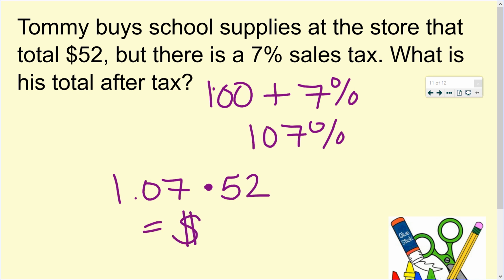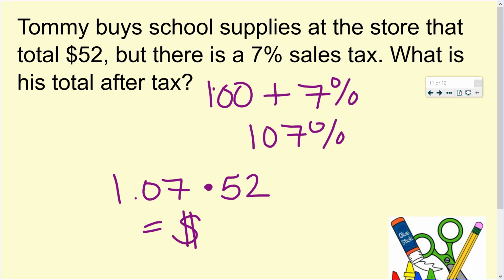Type it in your calculator. Tell me what you get. Why the 1? The 1 represents the original 100%. That's going to keep that $52. Here's the other way to do it. You could do 52 times 0.07 and then add that back on to the 52. But that requires 2 steps. So keeping the 1 there does it all in 1 step for us. They're both the same calculation.